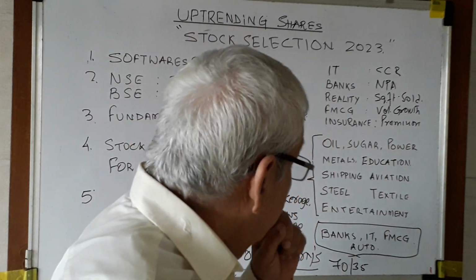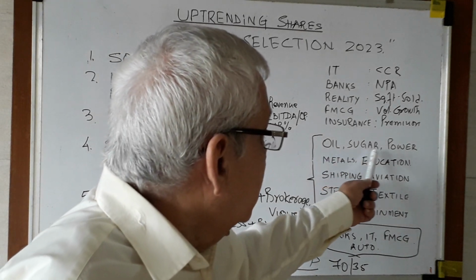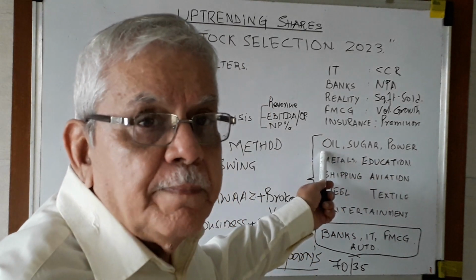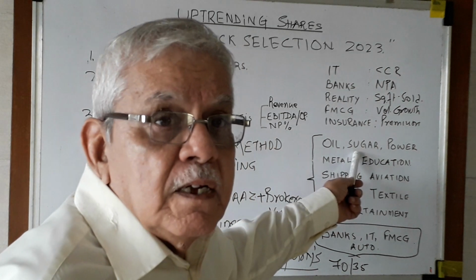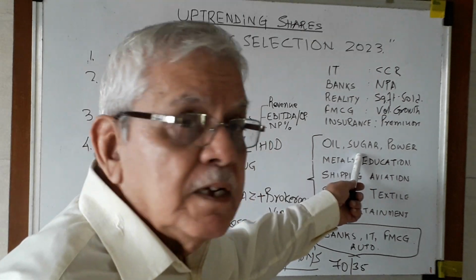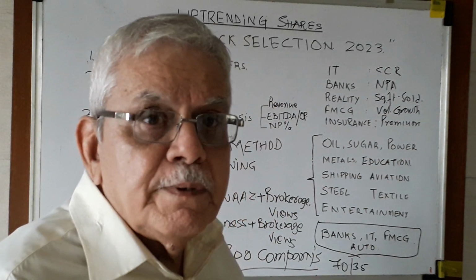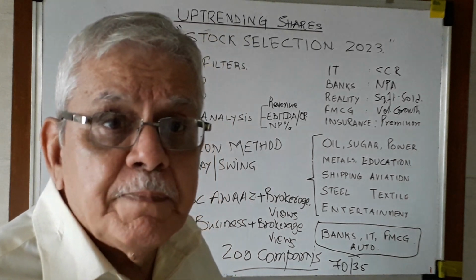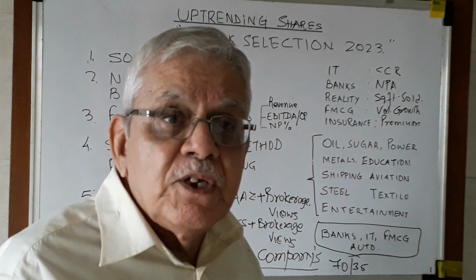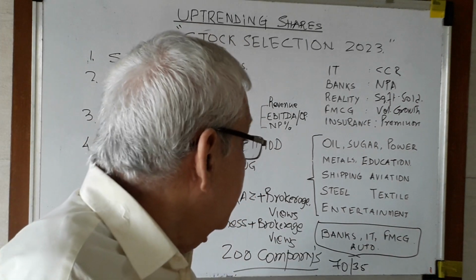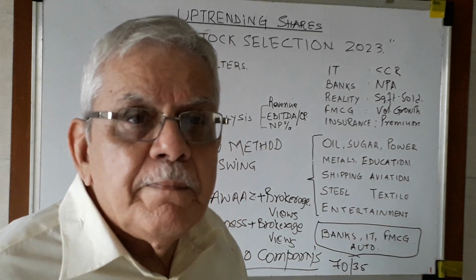Number one. Number two, I usually avoid oil, sugar, power. Oil, because Brent is controlled by Saudi Arabia. Sugar, subsidiaries of the government. Power, government offices, government machinery consumes the power, does not make the payment. Metals, China. Education is a big zero for the last about 10 years. Shipping, aviation, they are all dependent on fuel.